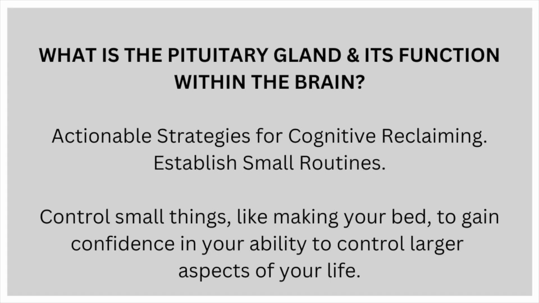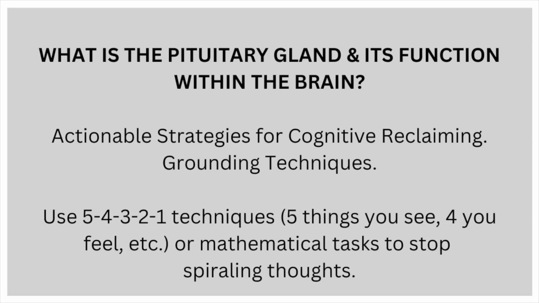Establish small routines. Small things like making your bed to gain confidence in your ability to control larger aspects of your life. Try grounding techniques. Use 5, 4, 3, 2, 1 techniques. 5 things you see, 4 you feel, etc., etc. Or mathematical tasks to stop spiraling thoughts.